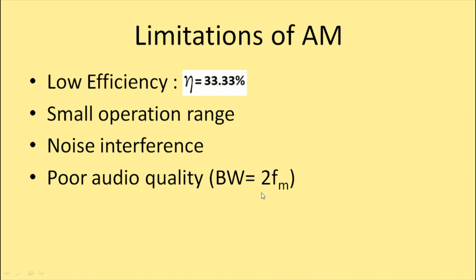That means 2 times the modulating signal frequency. Now, what happens here is the maximum allowed value of fm for AM communication is around 5 kilohertz. So 2 into 5 kilohertz is nothing but equal to 10 kilohertz. So the maximum bandwidth available for AM communication is limited to 10 kilohertz. But this is not sufficient to transmit both speech and music effectively. Therefore, the audio quality of AM transmission is quite poor.